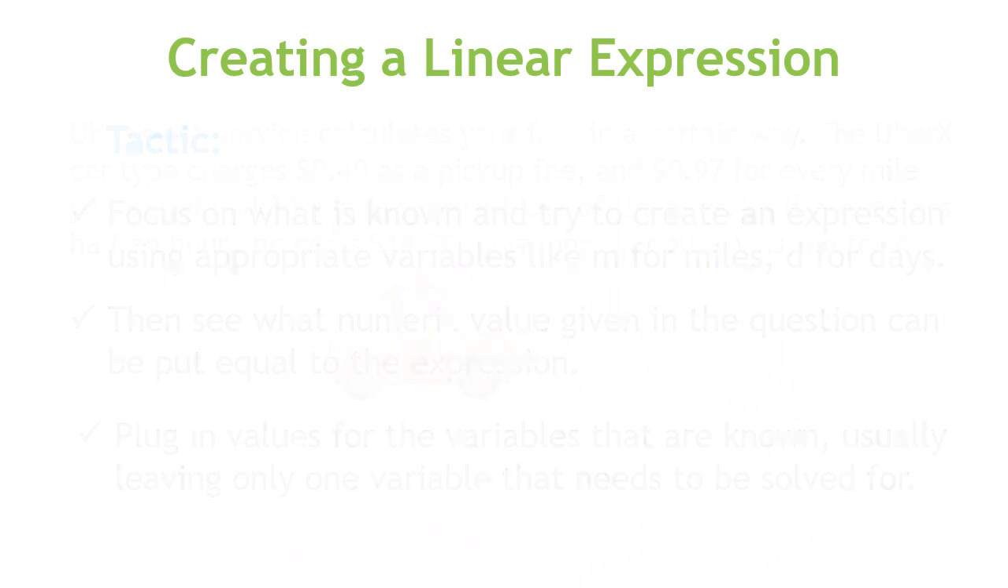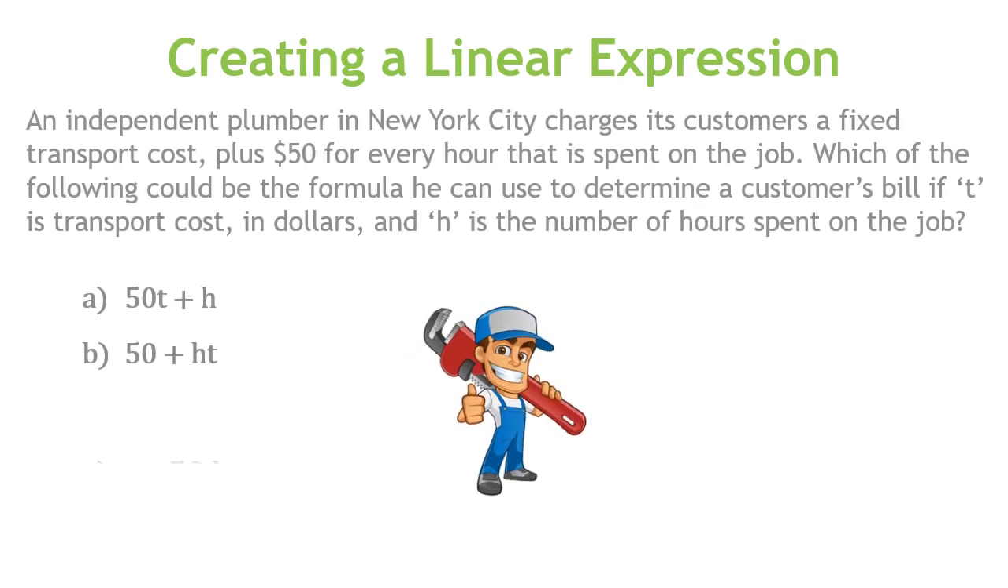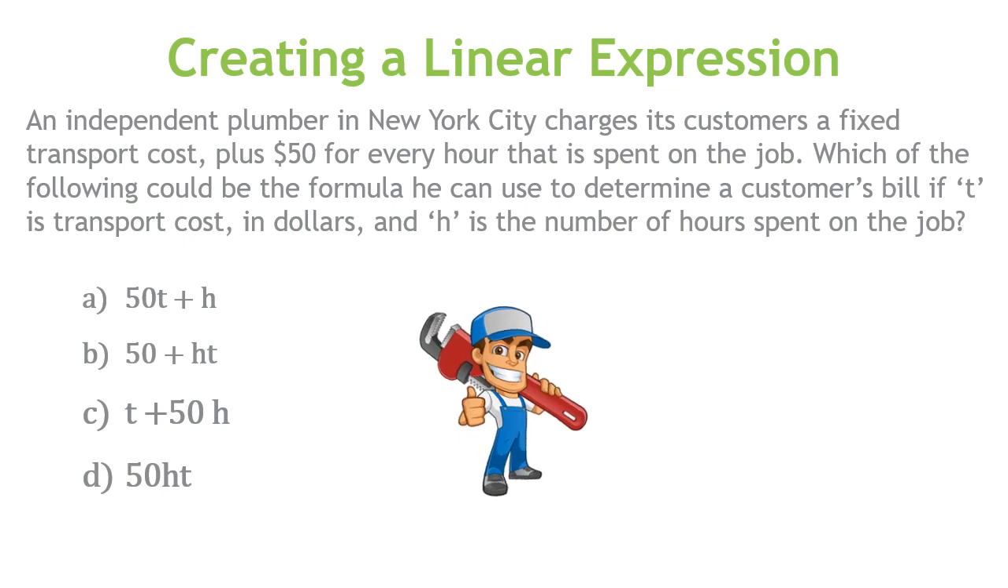Let's solve another multiple-choice question. An independent plumber in New York City charges its customers a fixed transport cost, plus $50 for every hour that is spent on the job. Which of the following could be the formula he can use to determine a customer's bill if T is transport cost, in dollars, and H is the number of hours spent on the job?